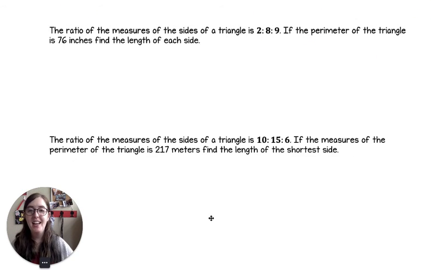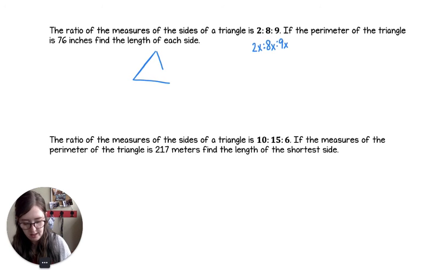All right. Now the ratios of the measures of the sides of a triangle are 2 to 8 to 9. If the perimeter of the triangle is 76 inches, find the length of each side. So before this ratio was simplified, this was 2 times some number, 8 times the same number, 9 times the same number, right? Okay. Now we have this triangle. It's not to scale, but that's okay. And these are lengths of sides. So maybe this side is the 2x, this side is the 8x, this side is the 9x.